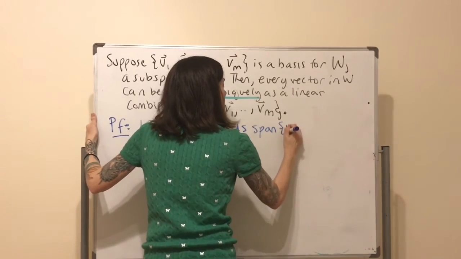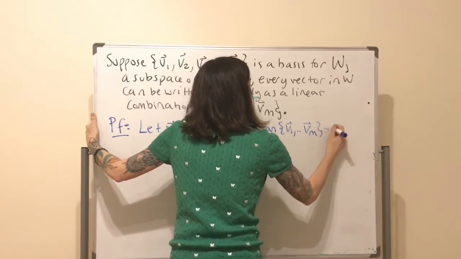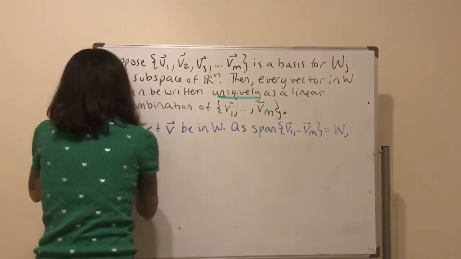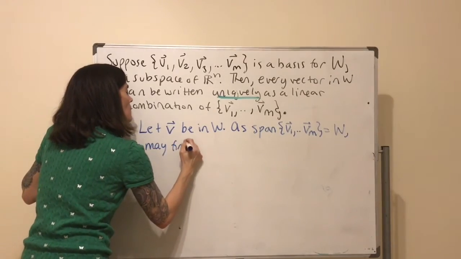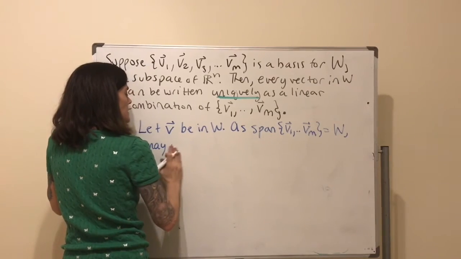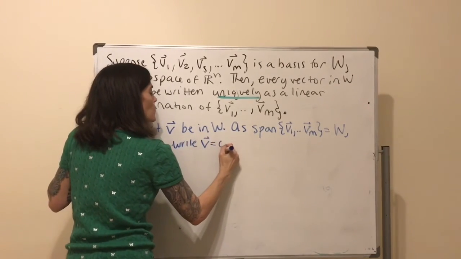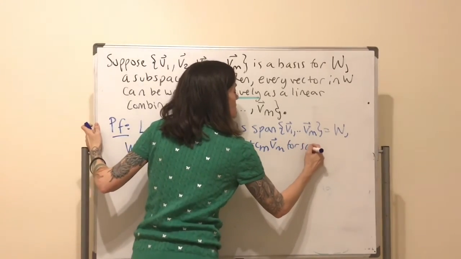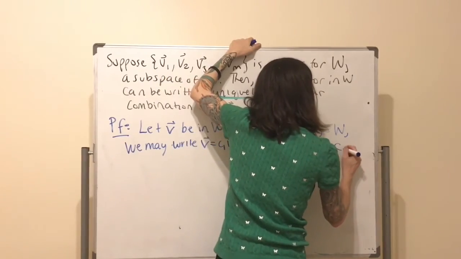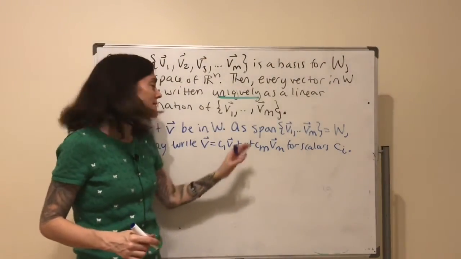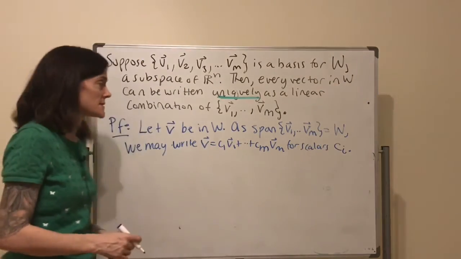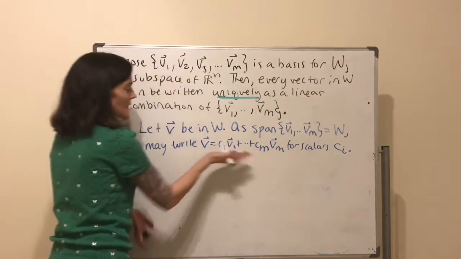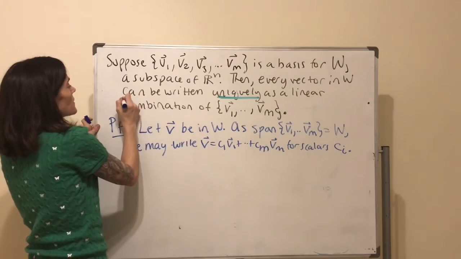As the span of this collection is W. This marker is not doing so well. Let me try this blue. We may find, or we may write, V is C1 V1 plus out to Cm Vm for scalars Ci. Okay, so this is because these vectors span the subspace. That means the subspace consists of all linear combinations. So in particular, V is a linear combination of those vectors. That's this first part. So far, I have this part, can be written.